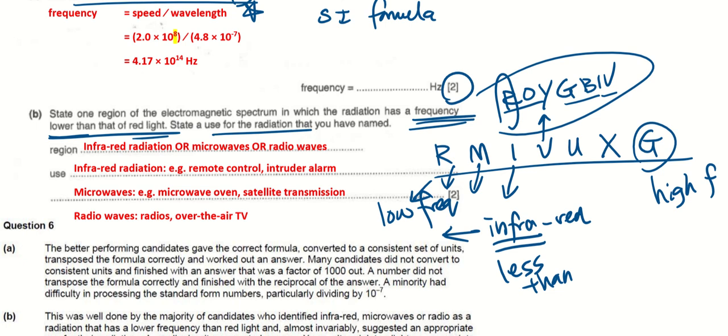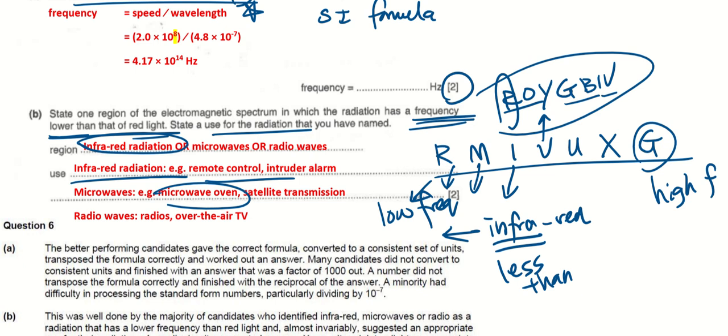So please be careful. If you are writing down infrared in the region on top, then your application must be the one that is using infrared. Okay, it cannot be you put infrared, then after that you say, oh, microwave oven. Like if over here your answer is infrared, but your answer here is microwave oven, infrared is not even used in a microwave oven, so it must be the same application.